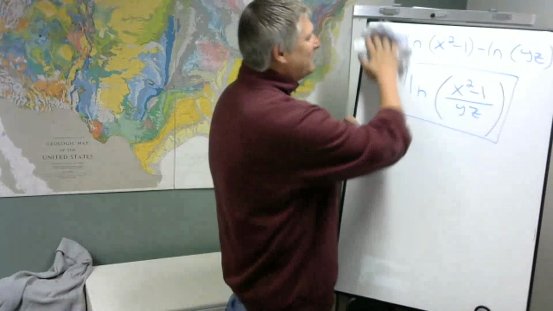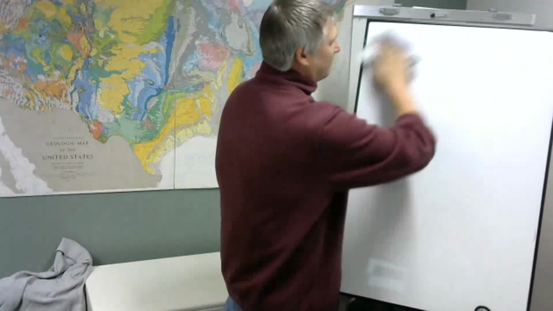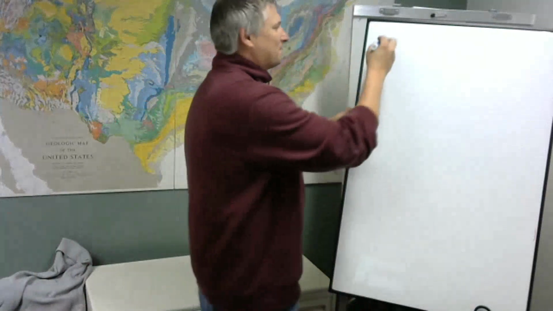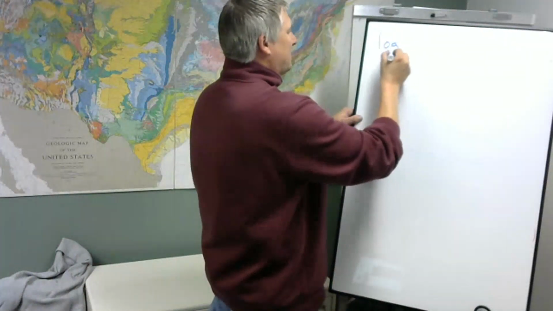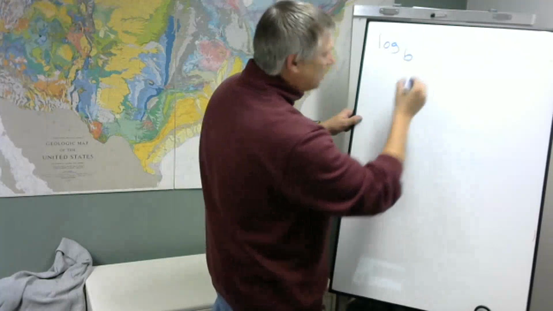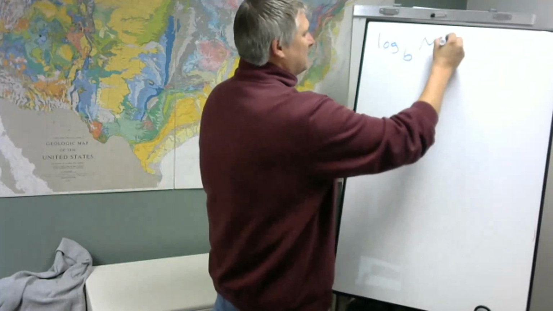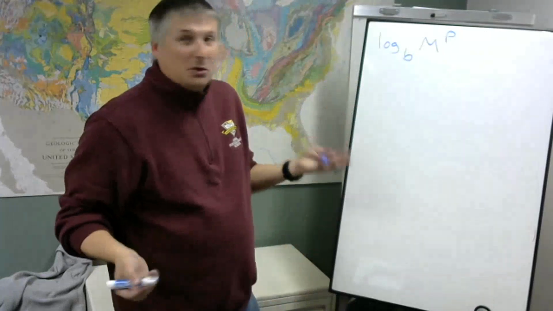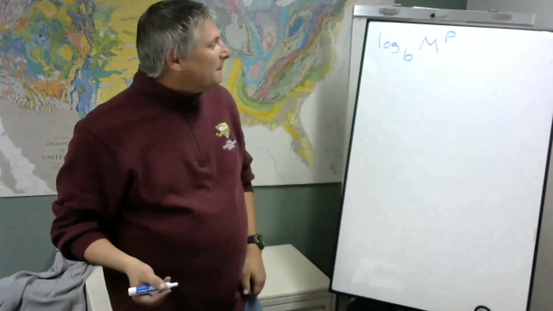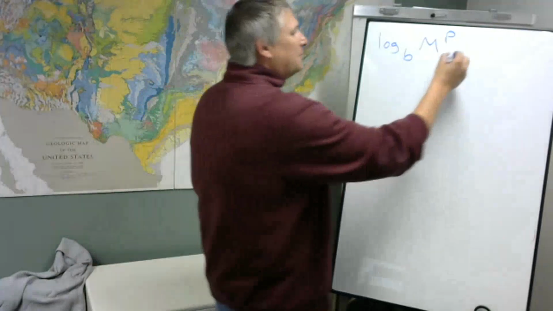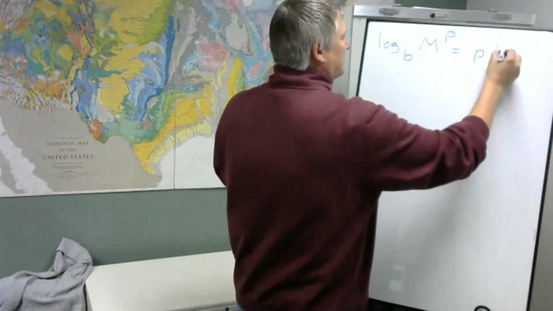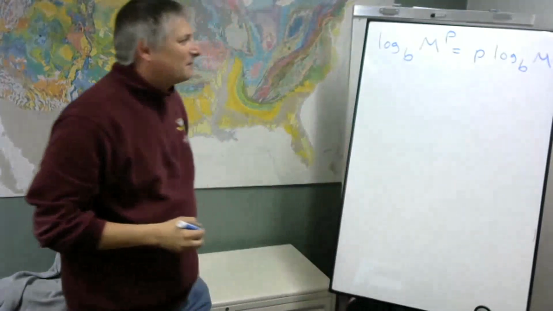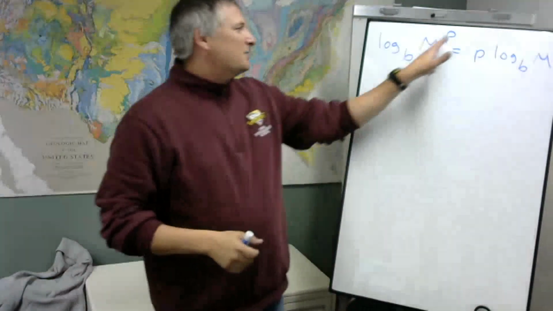Now let's take a look at another property. And it goes like this. The natural log of b, and there's some m, and here's a p here. Now these are not the same. I mean, they could be, but it's all right. This is equal to p times the log base b of m. And it doesn't matter, these aren't the same.